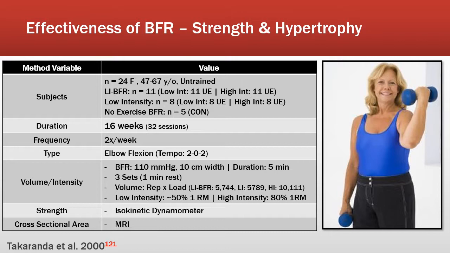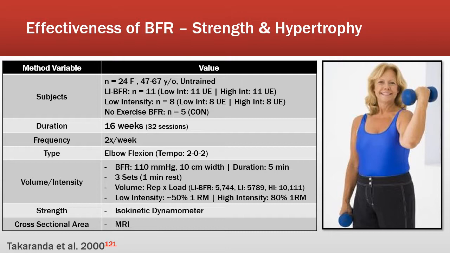Okay, similar study in the fact that it compares one limb to the other. One is occluded, one is not. These are females, 47 to 67 years of age. They're untrained. There's 11 total. I'm sorry, there's 24 total.